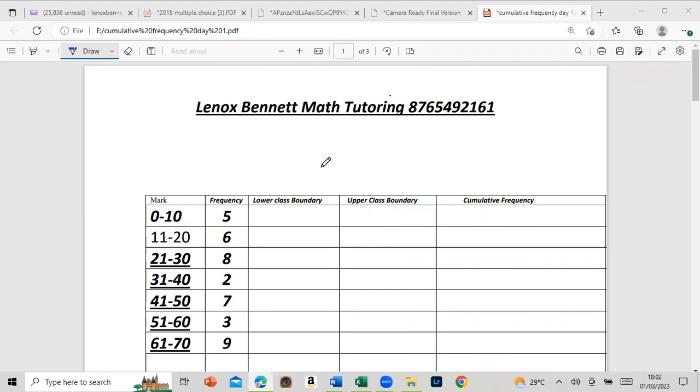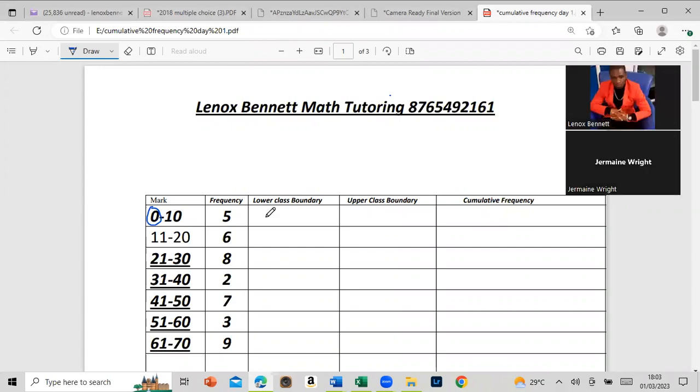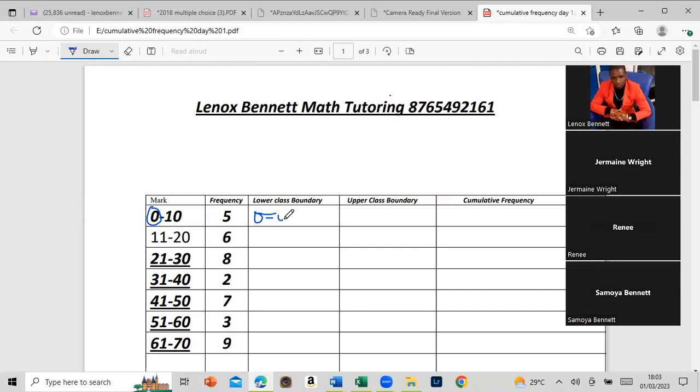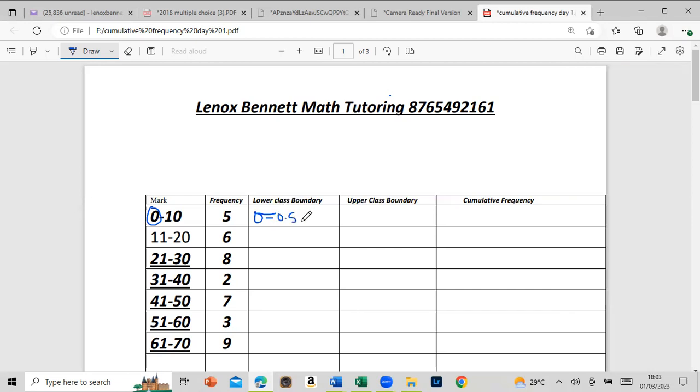Alright, let's begin, guys. I just included the lower boundary because I want you to have a little feel of it, because CSEC loves to ask that, and they love to ask for the class width. So we obtain the lower class boundary by subtracting 0.5 from this, so 0 minus 0.5 equals negative 0.5.